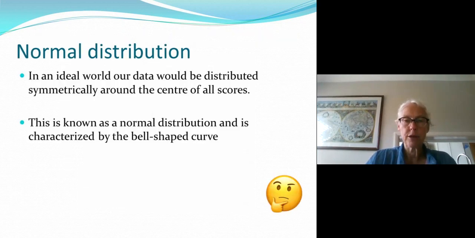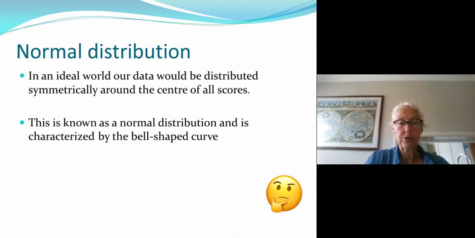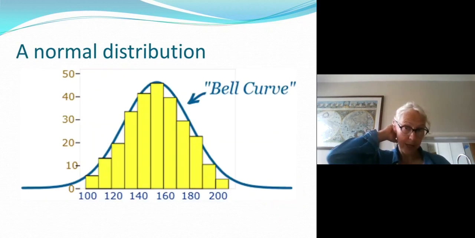And when we talk about normal distribution, in an ideal world, our data would be symmetrically scored around the centre of all the scores. Now you can see with my assignment grade distribution that's not the case. Okay, and this is typically because you get quite a lot of good students who are working hard who get marks in the high 60s, but then you get some weaker students, some students who haven't really put much effort, so you sometimes get a peak lower down in your assignment grade distribution. Now if you've got this symmetrically distributed data, you have what's known as a normal distribution, and this is characterised by a bell-shaped curve. So this is a classic bell-shaped curve.